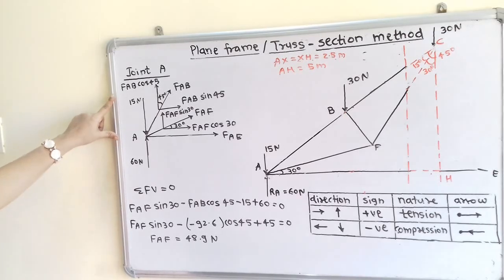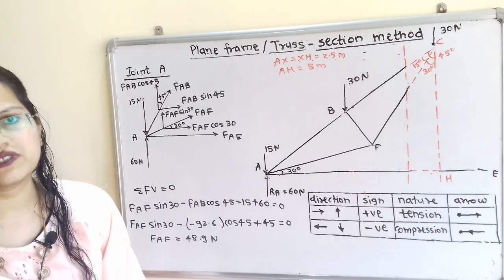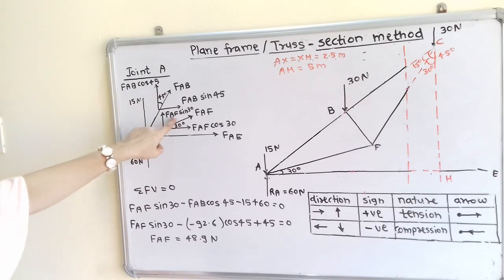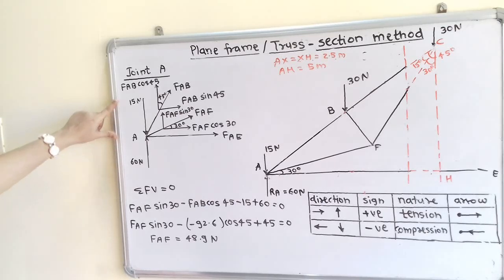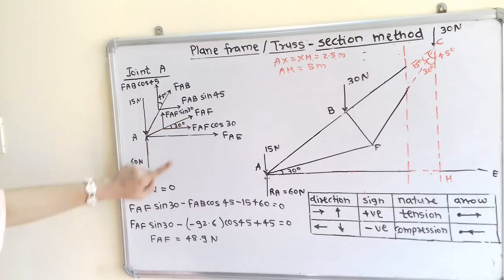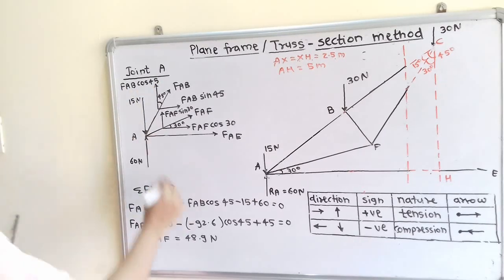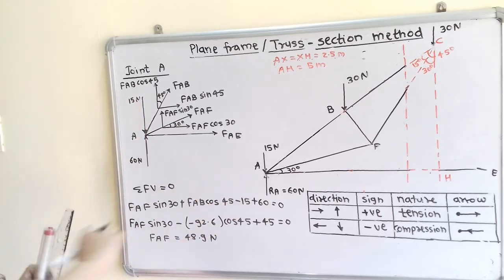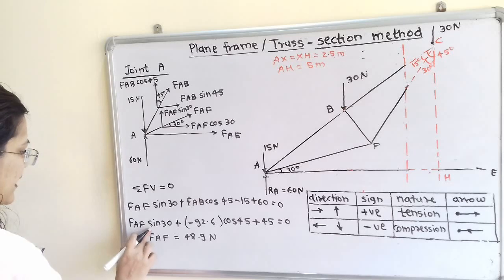Now we will take the summation of all vertical forces equal to 0. So when we consider this, then we have to take FAB cos 45, FAF sin 30, 15 and 60. For upward direction use positive sign, for downward direction use negative sign. So for the upward direction FAF sin 30, then FAB cos 45. So this is also in upward direction, so use here plus sign. Then here minus 15 plus 60. Now when we solve this, we have to find out the answer. So here FAF sin 30.